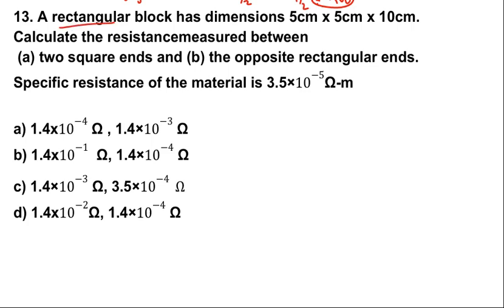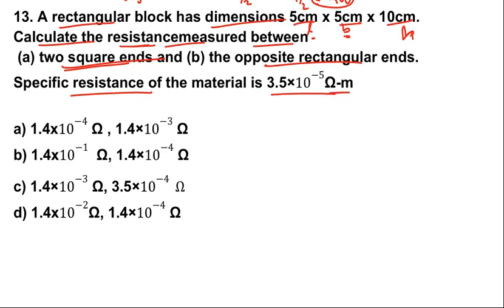A rectangular block has dimensions 5 centimeter into 5 centimeter into 10 centimeter. That means LBH, you can say it is length, breadth and height. Okay. Calculate the resistance measured between two square ends and the opposite rectangular ends. The specific resistance of the material given is 3.5 into 10 power minus 5 ohm meters.